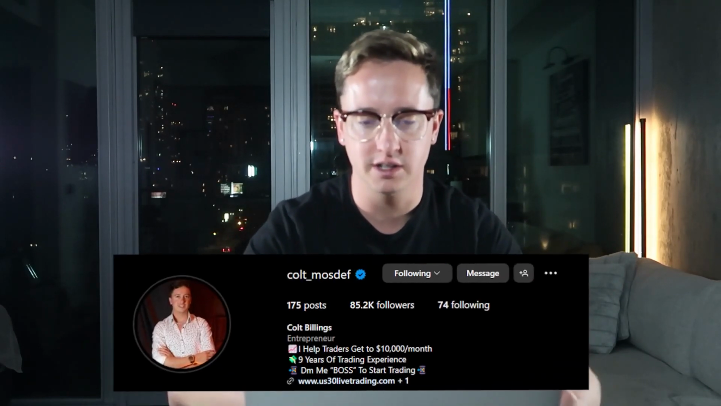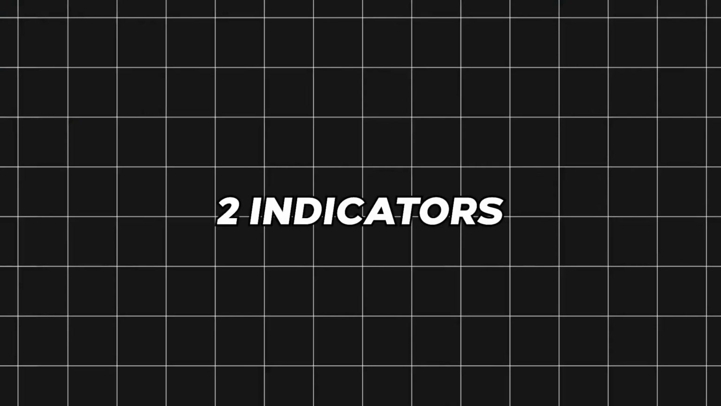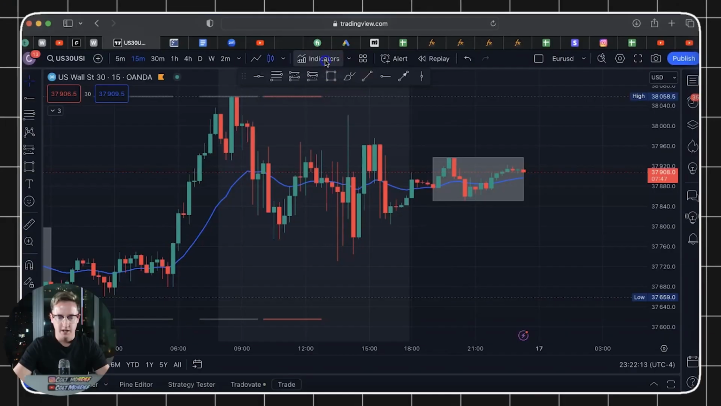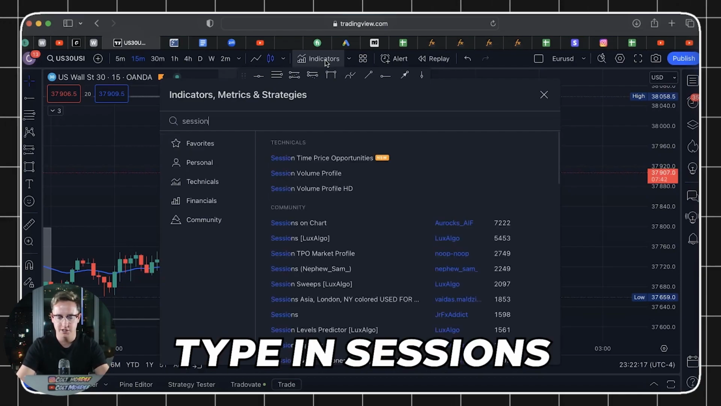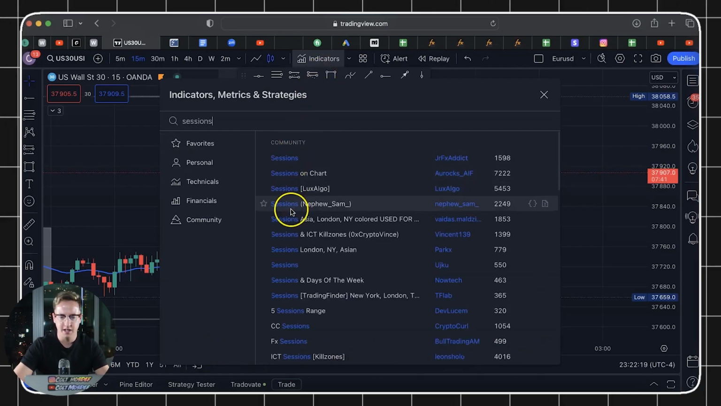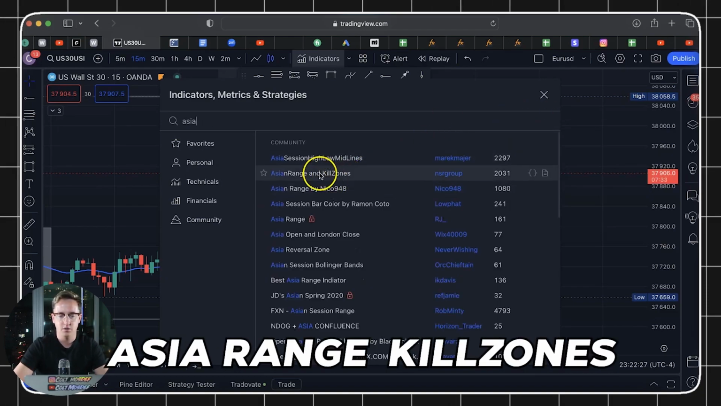Welcome to my computer, guys. Before we get into this setup and what it looks like, I'm going to give you guys two indicators that you guys need to use. If we go to indicators at the top, I want you guys to type in sessions. And you're going to get this one right here, Sessions Asia, London, New York colored. Then the next one is Asia, range and kill zones right here.